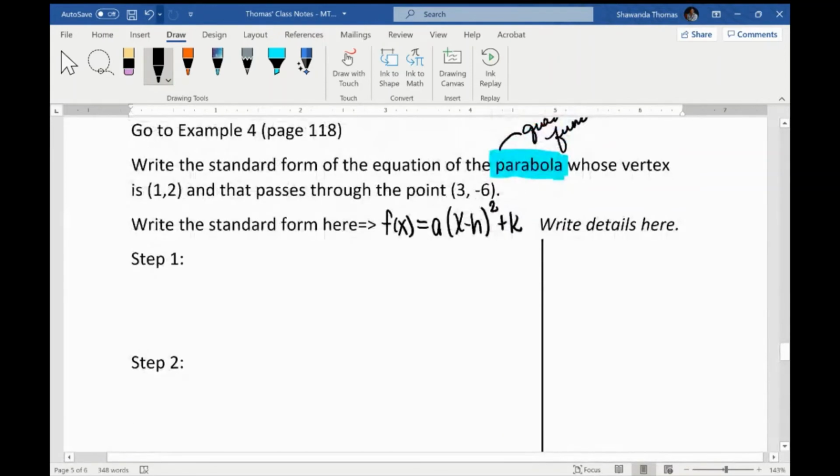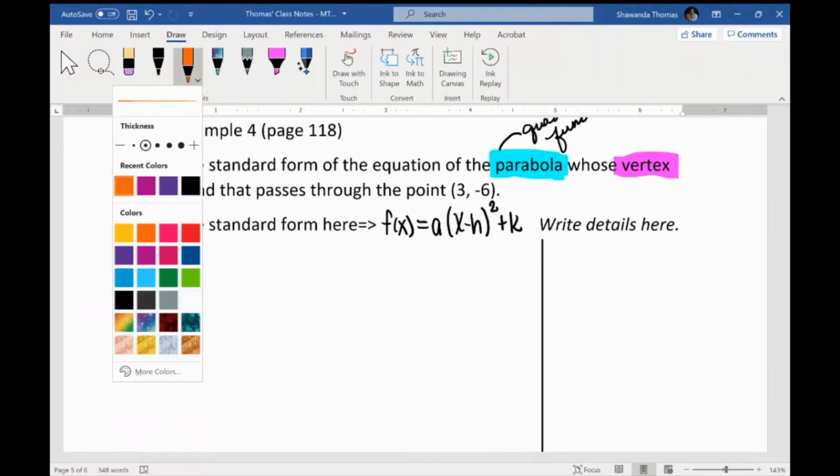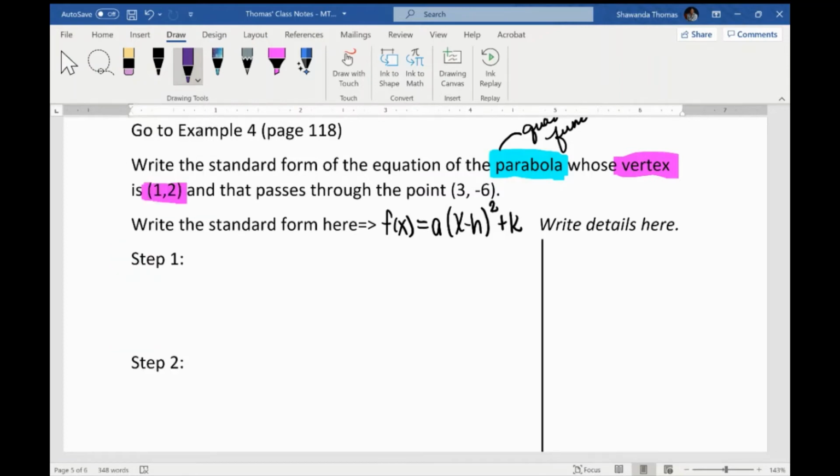Now, what is one piece of information that they gave us? The vertex. Since it's a positive one, it'll be a negative one. All right, so I know that 1, 2 is what? The h and the k. Yep, h, k. That's my h, k. So let's substitute the h, k, or vertex, into the standard form.